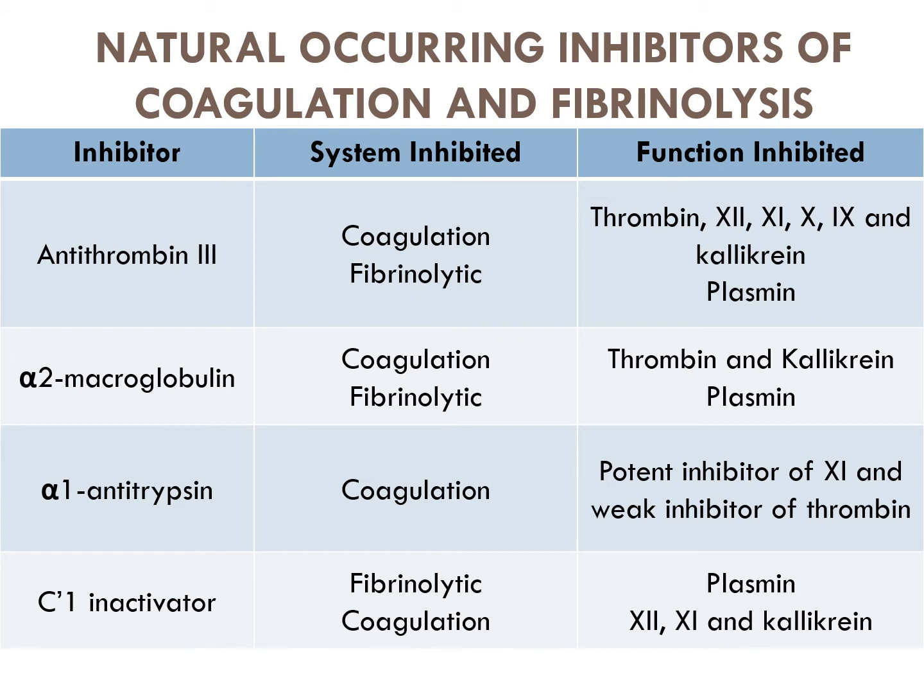We also have alpha 1 antitrypsin. It is an inhibitor of the coagulation system. It is a potent inhibitor of factor 11 and a weak inhibitor of thrombin, and to some extent, alpha 1 antitrypsin was also found to have inhibitory activity against plasmin. Then we have complement 1 inactivator, which has an inhibitory effect against both fibrinolytic and coagulation systems, and it can inhibit plasmin, factors 12, 11, and kallikrein.